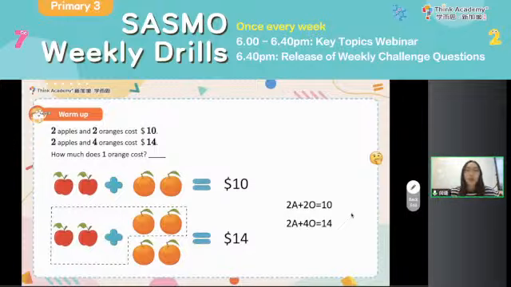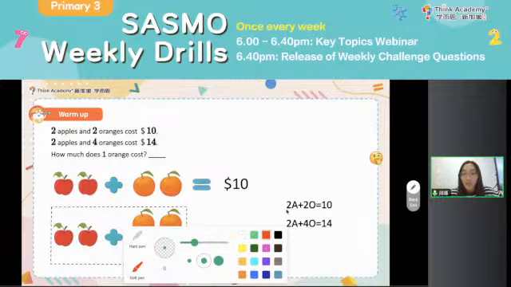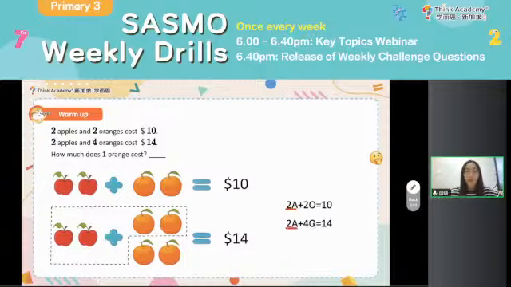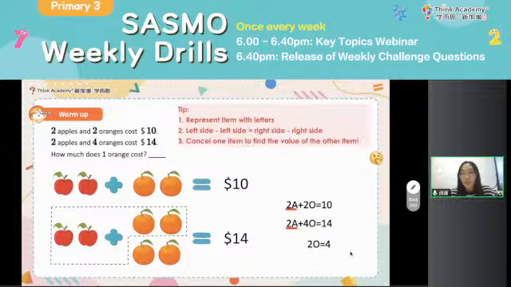So for the first sentence, we can just turn that into 2a plus 2o, which is 10. For the second one, that is 2a plus 4o, which is 14. Then compare these 2 equations. You see that for both equations, you will see 2a, 2a. So how can we find the difference? The difference comes from the oranges, right? So here we can get 2 oranges equals 4. Then 1 orange is 2.